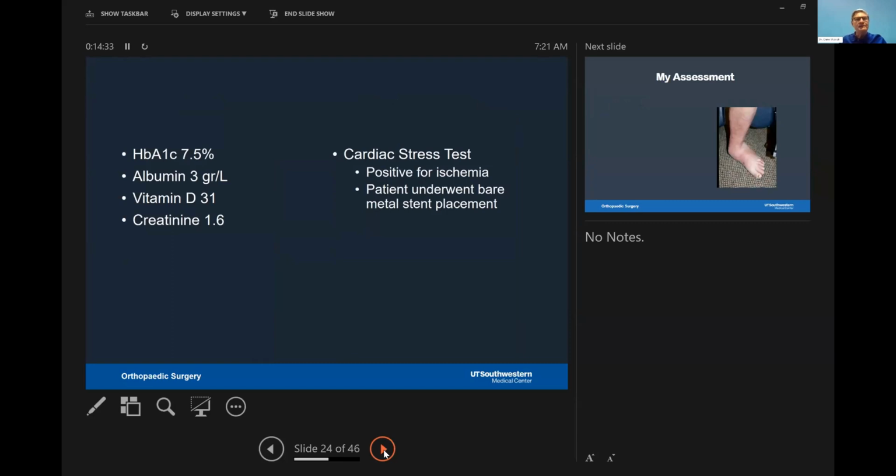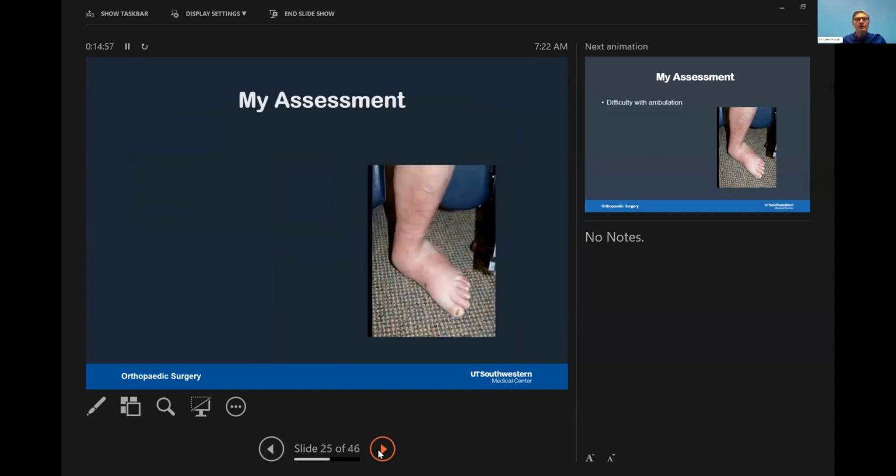His A1C was about 7.5%. His albumin was low. Vitamin D was borderline low. He had some chronic renal disease. But the interesting thing is he had a stress test and he was ischemic. And because they knew that I wanted to do surgery, they chose to put in a bare metal stent so he didn't need to be anticoagulated. Otherwise, I would have had to wait for 6 to 12 months. And I didn't think we had that time.